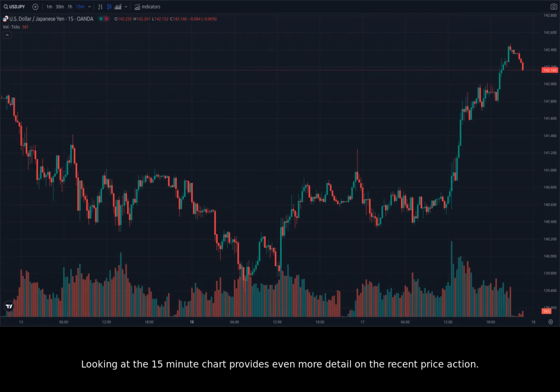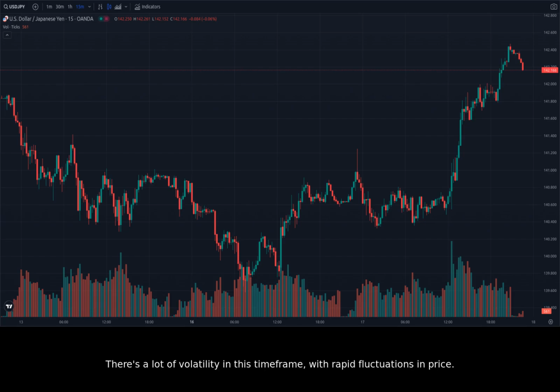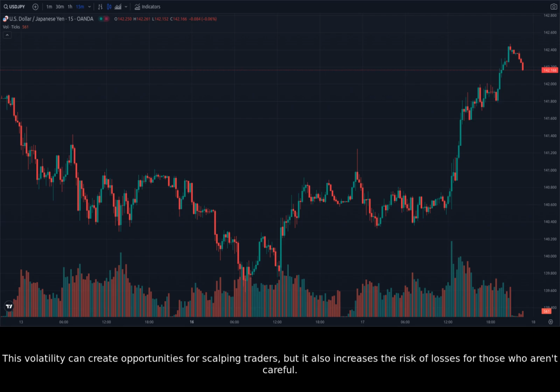Looking at the 15-minute chart provides even more detail on the recent price action. Here, we see a series of smaller candles indicating a range-bound market. The price is fluctuating between 140.00 and 142.00, suggesting that traders are uncertain about the direction of the market. There's a lot of volatility in this time frame, with rapid fluctuations in price. This volatility can create opportunities for scalping traders, but it also increases the risk of losses for those who aren't careful.